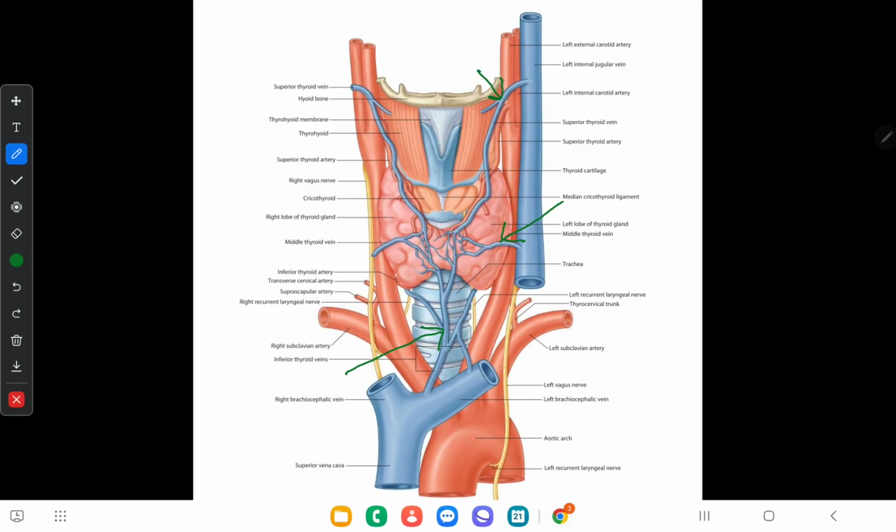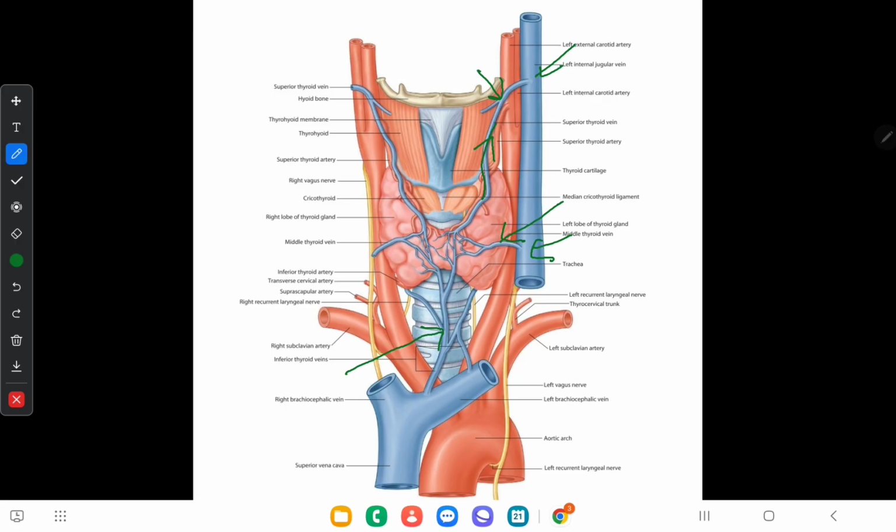Those three pairs are very important. Superior thyroid vein emerges from the upper pole. You can see it emerges from the upper pole on each side and terminates into the corresponding internal jugular vein. The very short middle thyroid vein emerges from the lobe and terminates into the internal jugular vein of the corresponding side.